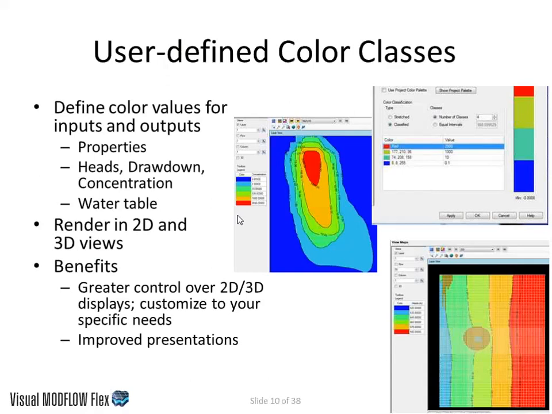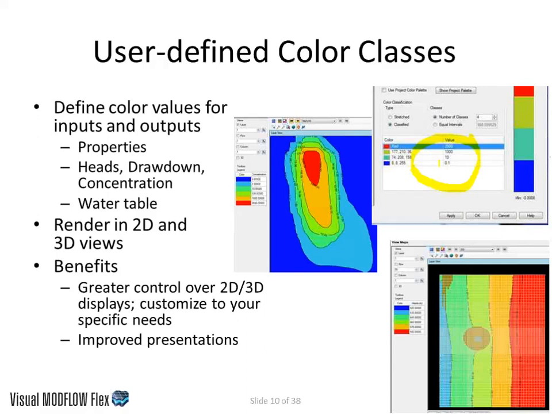The other improvement we've made is with coloring of both model objects and also property zone objects. The first, let me talk about these user-defined color classes. So when you're looking at connectivities or initial heads or calculated results such as heads, drawdown, or concentration, and also now the water table, previously you were limited in what you could do in terms of changing the color classifications for the rendering for both the color shading or the stretch view of the results.